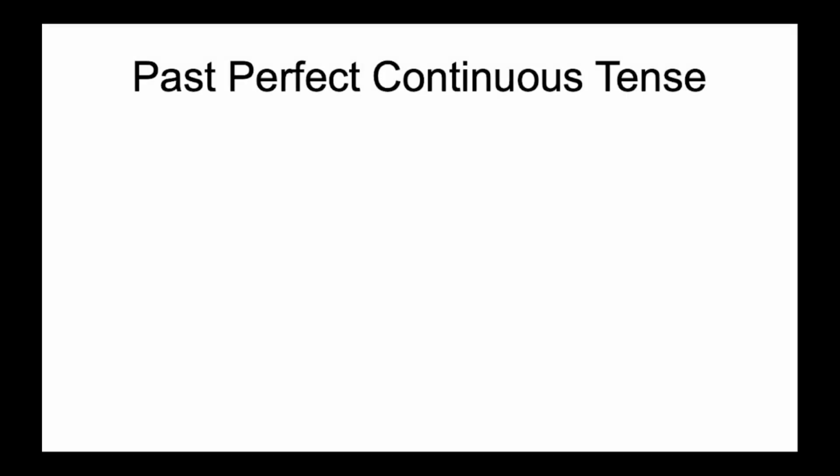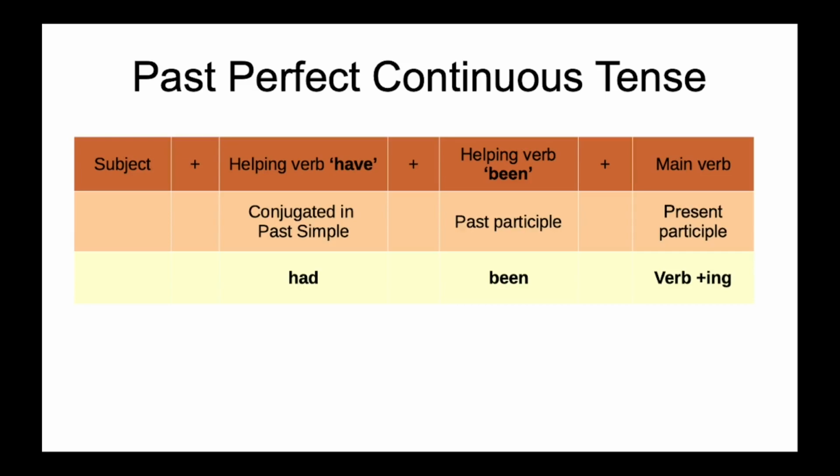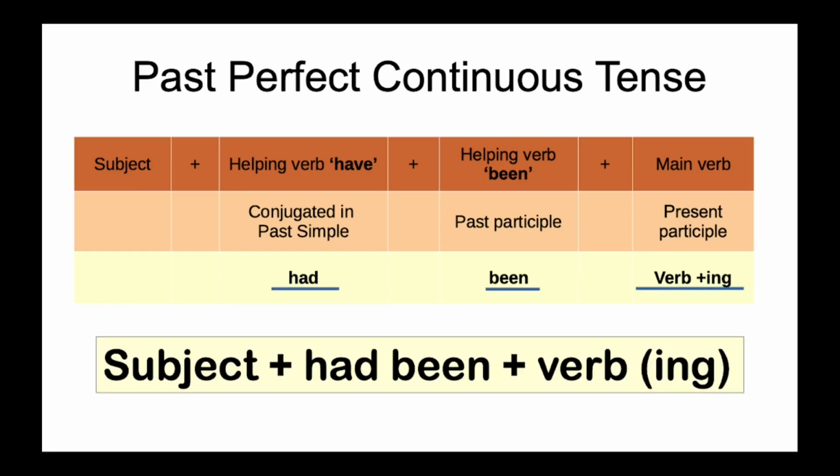How do we form the past perfect continuous? You can check the table for the details, but once again, to make it simple, just remember the sentence pattern: subject plus had been plus verb ing.